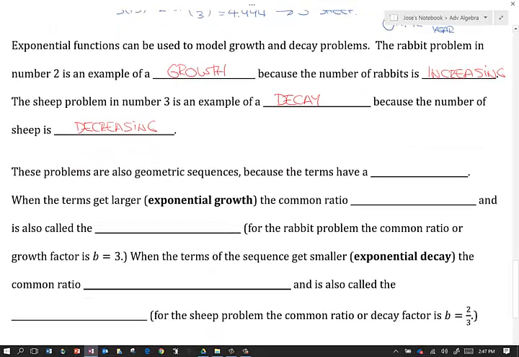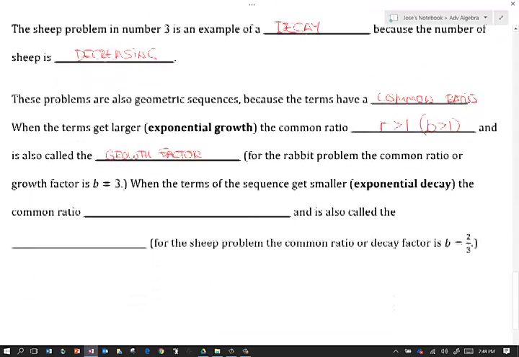Some vocabulary. These problems are also geometric sequences because the terms have a common ratio. When the terms get larger for exponential growth, the common ratio R is going to be greater than 1. It's also called the growth factor. Usually when we're working in this chapter, instead of R, we're going to call it B. We're going to say that B is greater than 1. For the rabbit problem, the growth factor was 3.